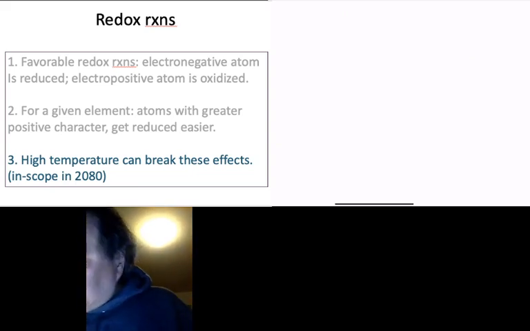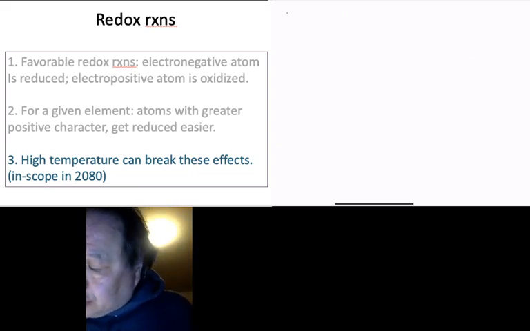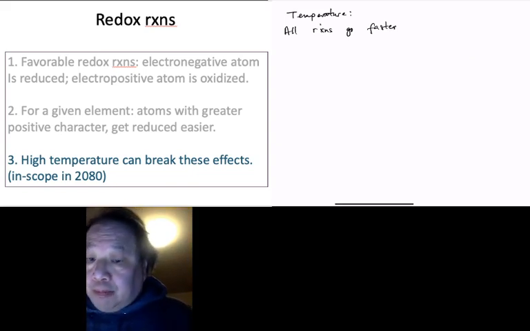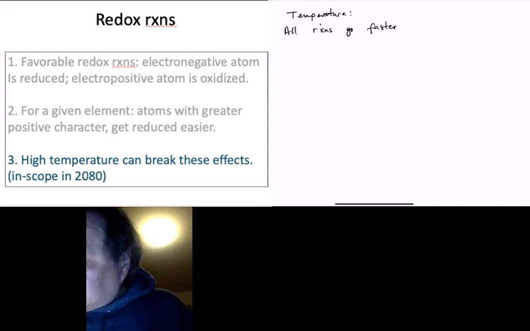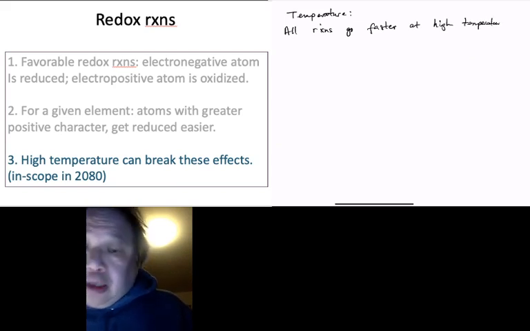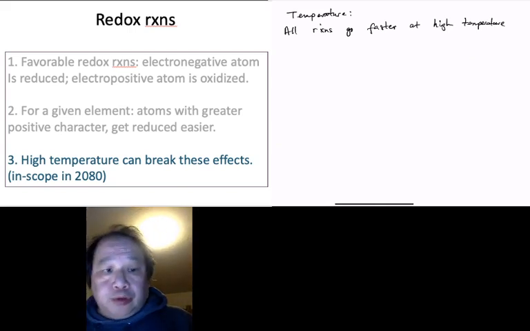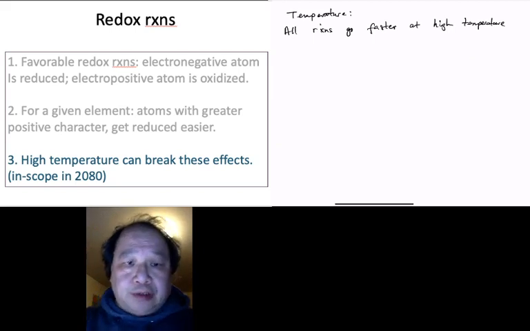The only thing that we really need to know about temperature for Chem 2070 is that all reactions go faster at high temperature. This is actually not a comment on favorability, but just on the speed of a reaction. If you want to get the dirt on your hand to react with a soap, you should use hot water, because that reaction will go faster.